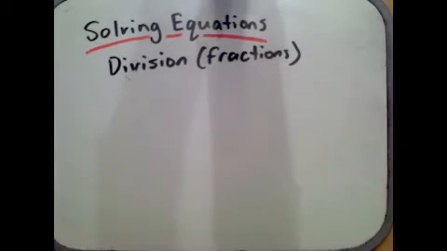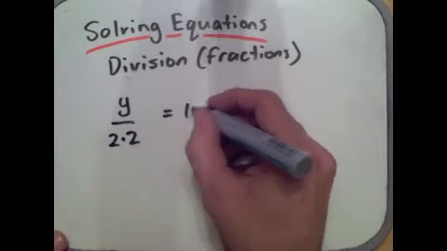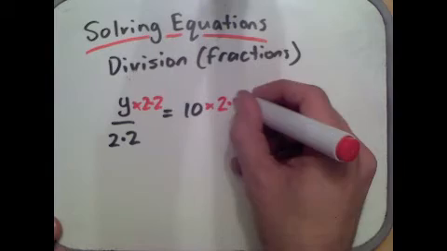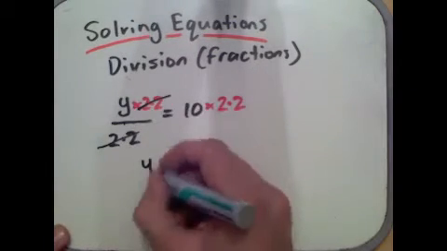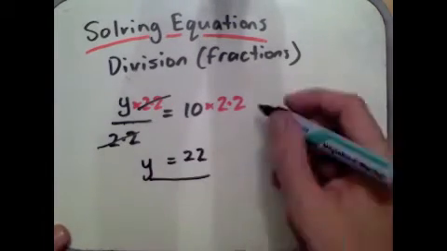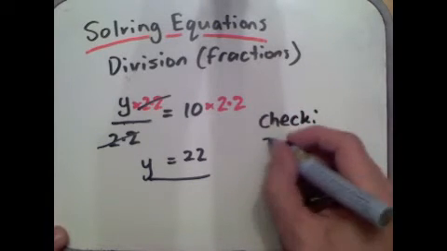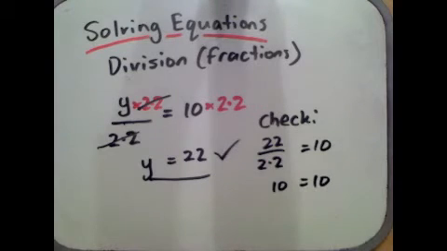Alright, let's look at another example here. Let's take y divided by 2.2 is equal to 10. We times by 2.2, and times the other side by 2.2 to balance it. 2.2 over 2.2 is 1, or 1y, and y is equal to 22. Again, we can check to see if our answer is correct. Is 22 divided by 2.2 equal to 10? Yes, so therefore we're correct.